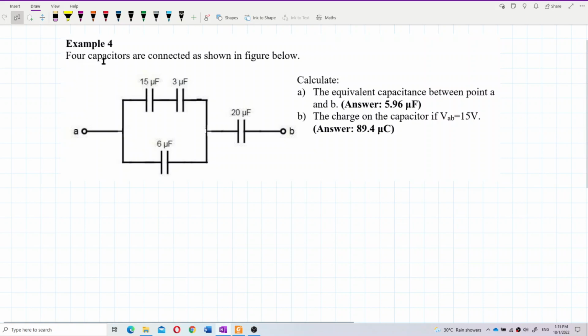Okay, four capacitors are connected as shown in the figure below. Calculate the equivalent capacitance between point A and B.